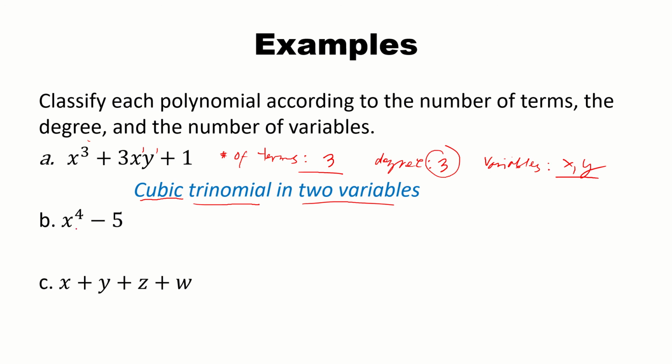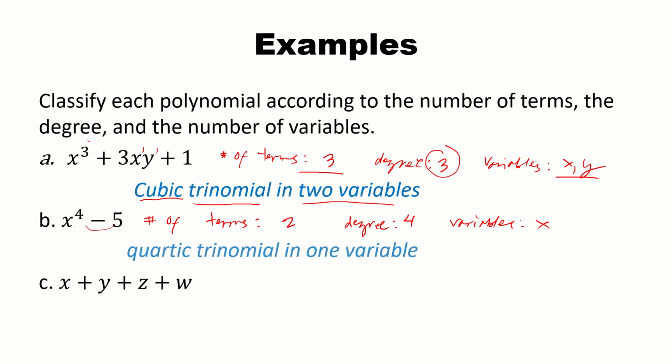Let's have B now. x to the power of 4 minus 5. So number of terms, just a minus, so 2 terms. Degree, highest is 4. The variables involved is just an x. So how do we call it now? This is a quartic because the degree is 4. Trinomial, because, this is not trinomial, it's a binomial. So let me just correct it. This is binomial. So quartic binomial in, it's just an x, so in 1 variable.